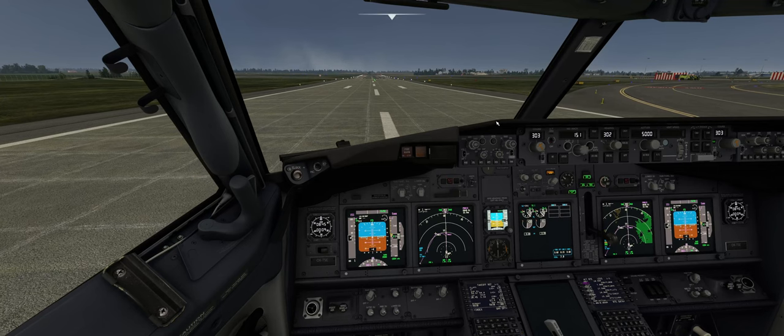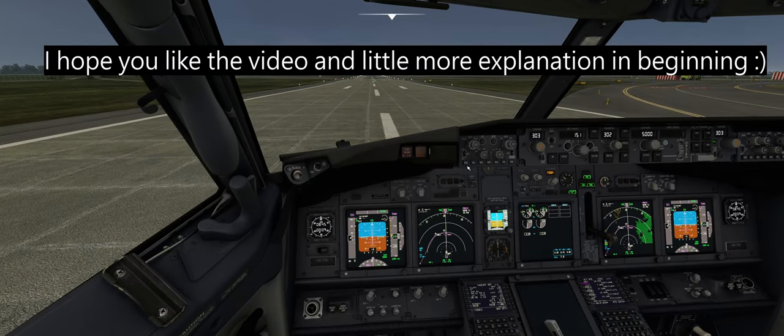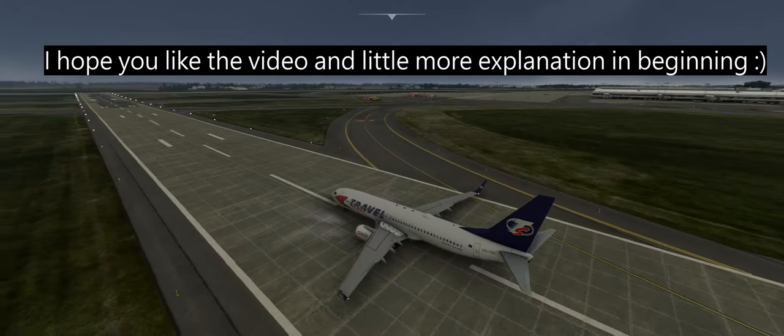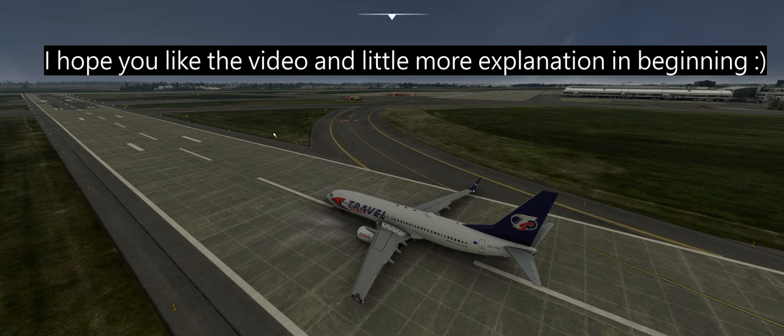So as you can see, as we don't have the SM temperature and proper derate, if you look from the outside, there is plenty of runway for us to stop. So we performed an unbalanced takeoff, because if it is a balanced takeoff, we will stop exactly near the end of the runway.